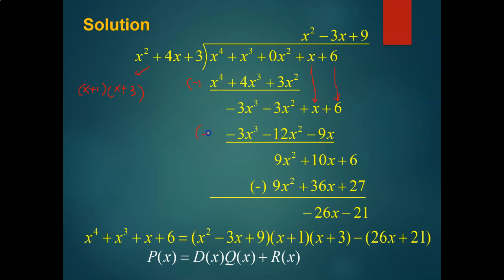So, bawa turun semua ni. You tolak lagi dia sekali. Okay, tolak lagi. Dapatlah yang ini dan seterusnya. Sampailah yang ini. Yang you dah tidak boleh bahagi lagi kan. So, this one become your R(x). Sorry. This one become your R(x). So, this is your quotient. This is your divisor. So, begitulah.